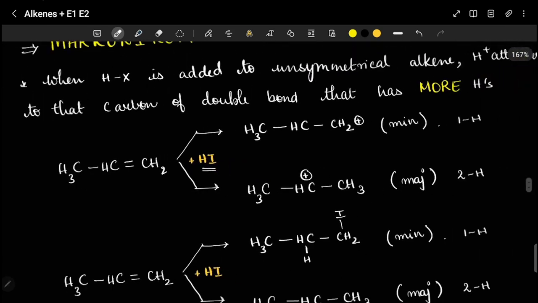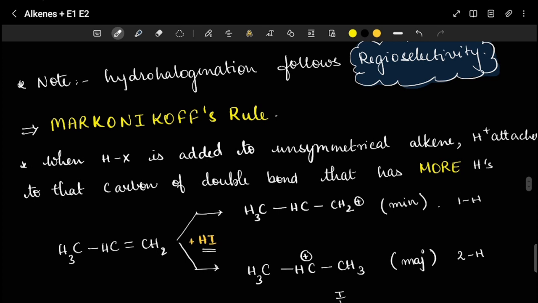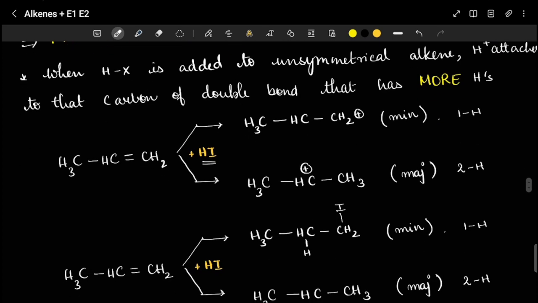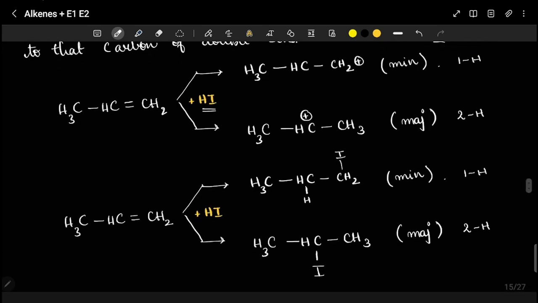So what will be major and what will be minor? You can decide using carbocation stability, and anyhow we created Markovnikov's rule. Where more hydrogens are there, the hydrogen goes and attacks there. If the carbocation is this, then this will be the product. If the carbocation is this, then this will be the product. What will be major, what will be minor? Markovnikov's rule or stability of the carbocation. This is more stable, so this will be major. This is less stable, so this will be the minor. Very simple.